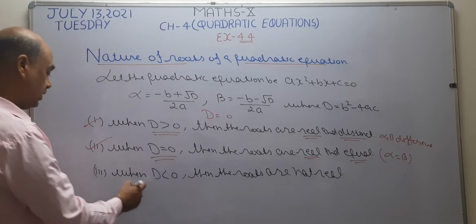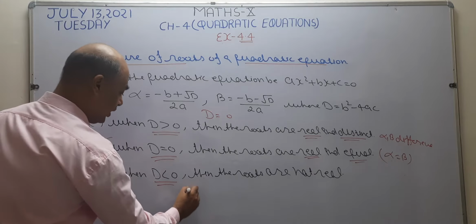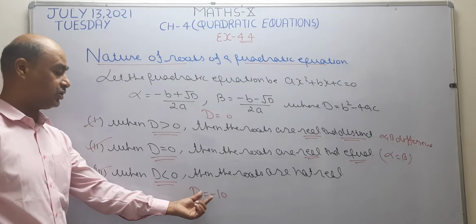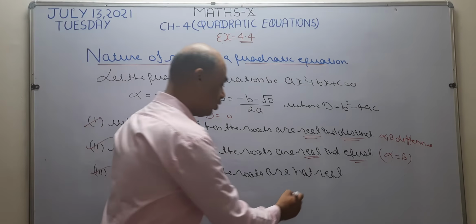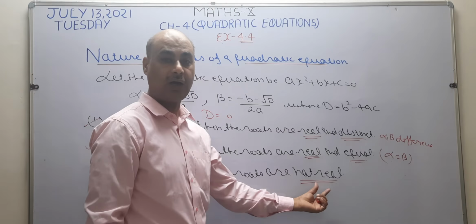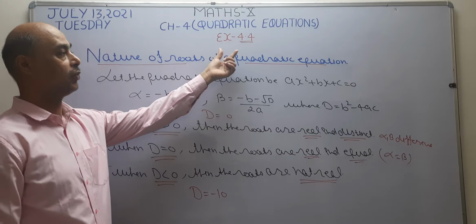Now the next one is D less than 0. It means when you find the value of D and it becomes minus 10, minus 15, a negative number, then D is less than 0. Then the roots are not real. When roots are not real, then you don't need to find them. You have to remember these three things while solving exercise 4.4.